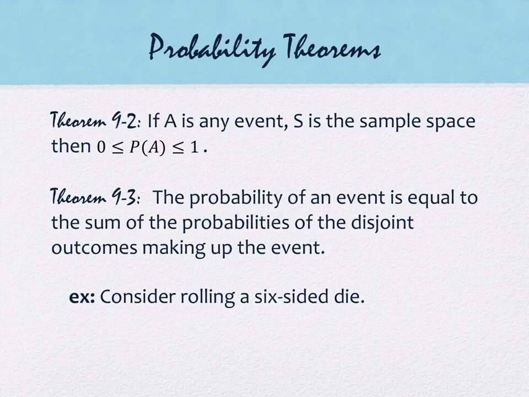All right, Theorem 9.2. Theorem 9.2 says that if you have any event and you have the sample space S, then the probability of the event is between 0 and 1. So this really is the equivalent of saying 0% to 100%. Every probability is between 0 and 1.